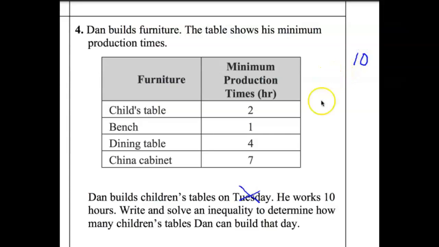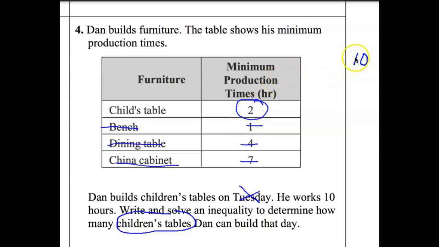So if he works for 10 hours, it's asking us how many children's tables he built. So we don't need to know about benches or dining tables or china cabinet tables. We do need to know about child's tables. So how many children's tables, how many child-sized tables can he make in 1 hour? That's exactly right. He can make a table in 2 hours.